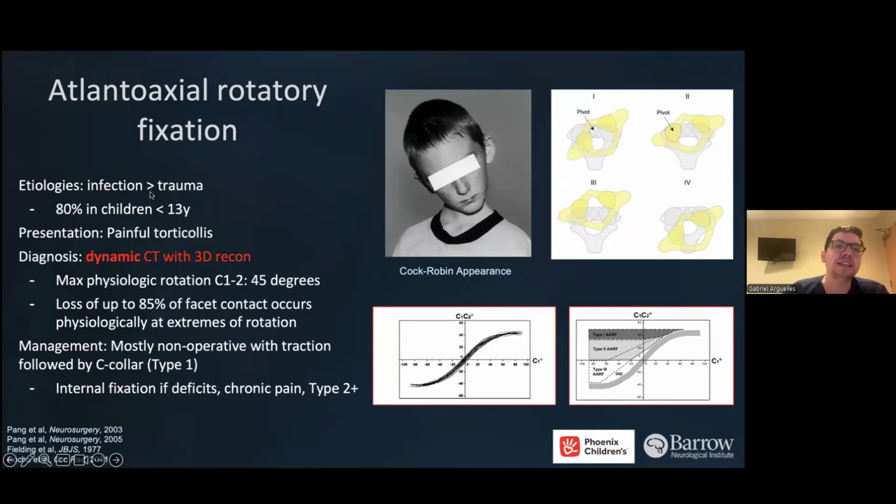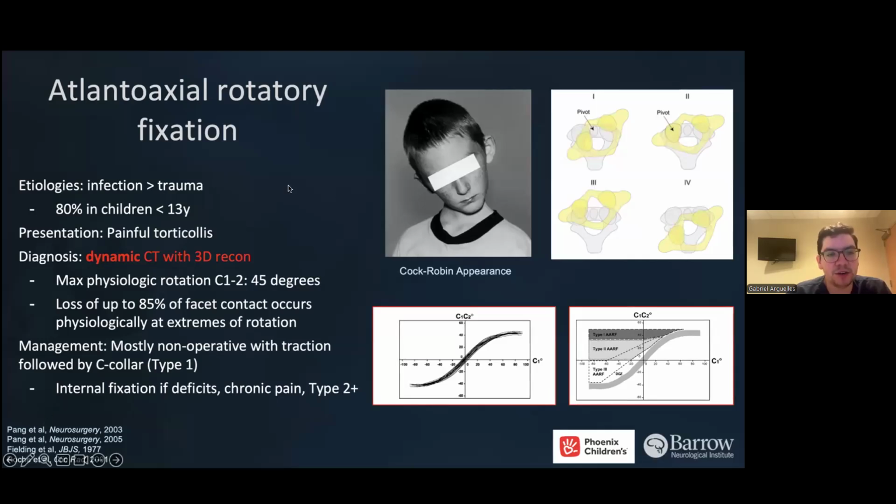The etiologies are actually less so trauma and more so infection and different things, and surgeries can cause it as well. But trauma is a not insignificant portion of kids that present here. Most of these kids present pretty young, less than 13 years of age. They present with painful torticollis in this classic pattern, with the neck maintained in lateral flexion, as you can see here, with the chin rotated contralateral to the side of the injury, and this cock robin appearance is what it's called classically.